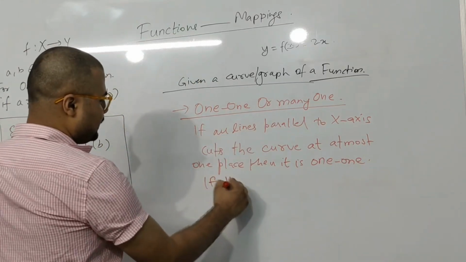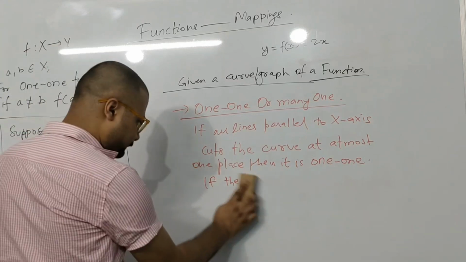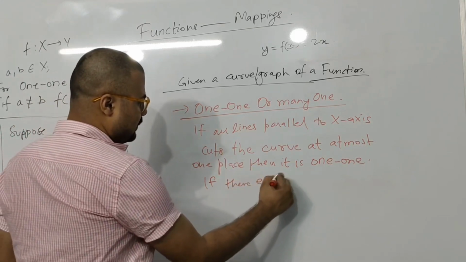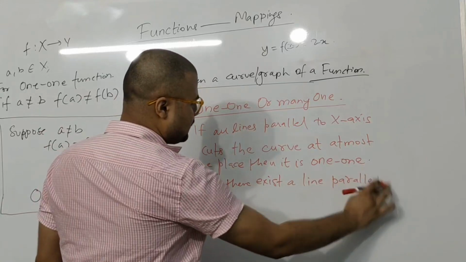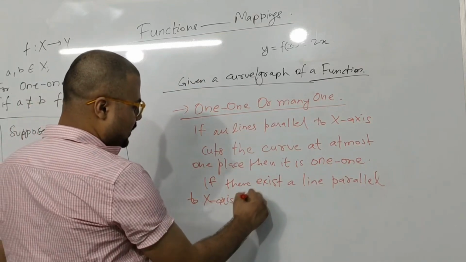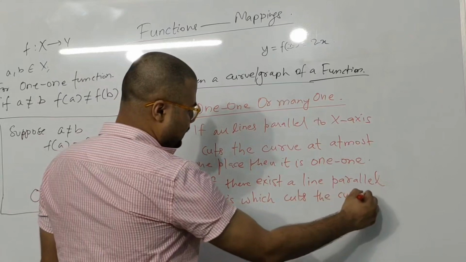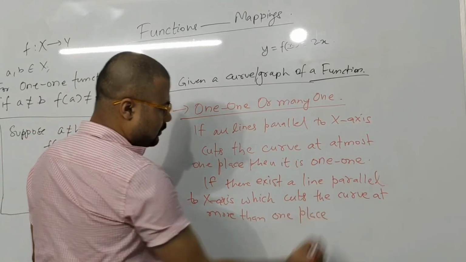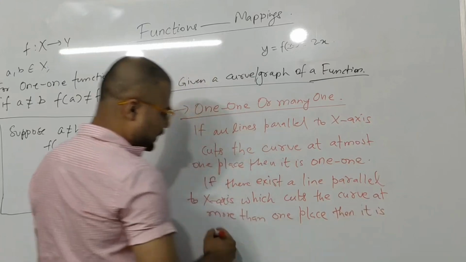Now, if there exists a line parallel to the x-axis which cuts the curve at more than one place, then it is many-one.